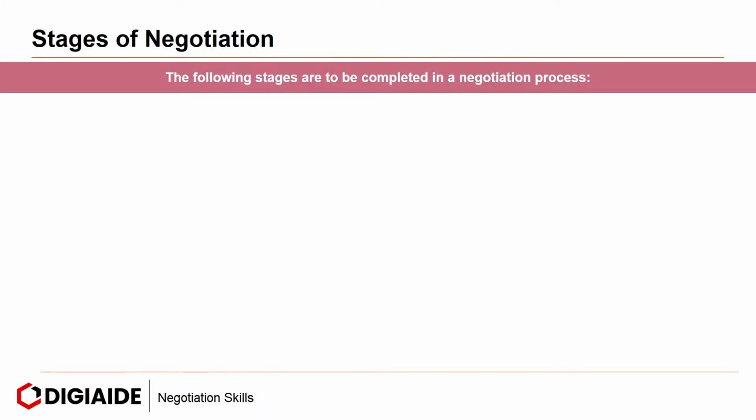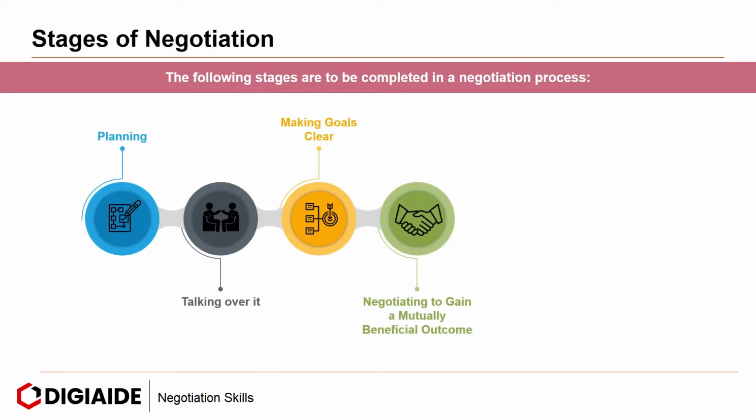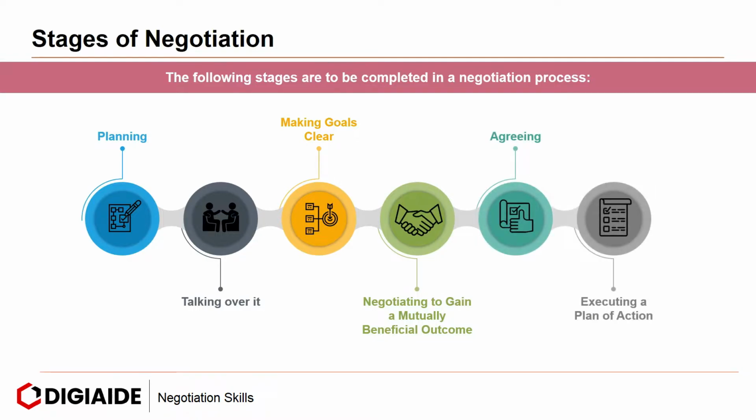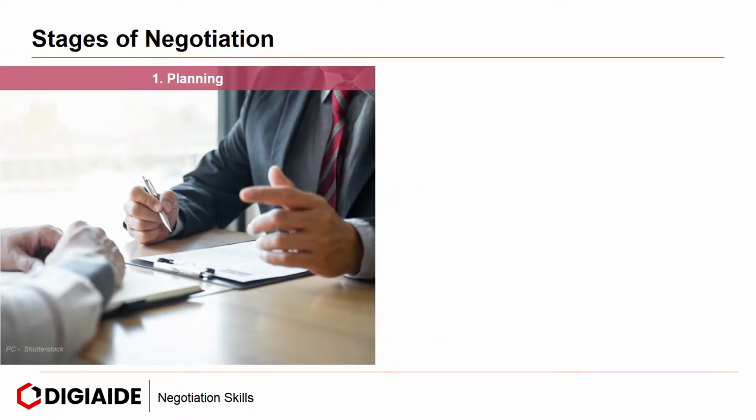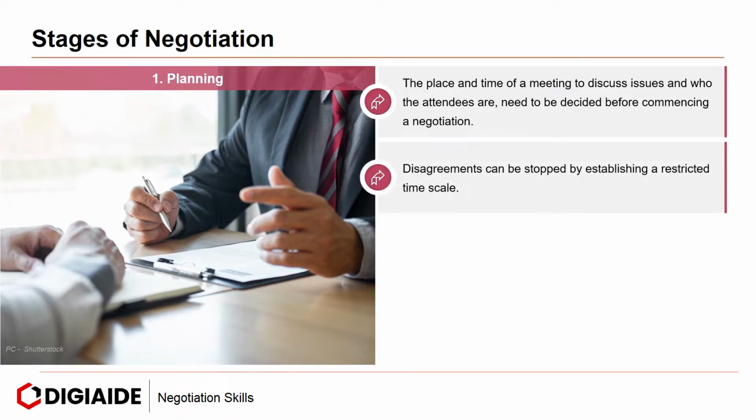These entail planning, talking over it, making goals clear, negotiation to gain a mutually beneficial outcome, agreeing, and finally executing a plan of action. Let's look at each one of them briefly, starting with planning. The place and time of meeting to discuss issues and who the attendees are need to be decided before commencing a negotiation. Disagreements can be stopped by establishing a restricted time scale.